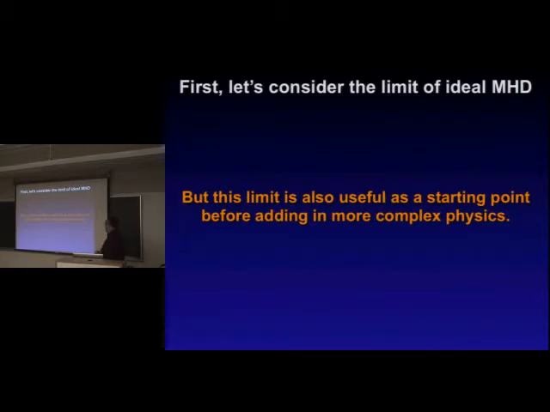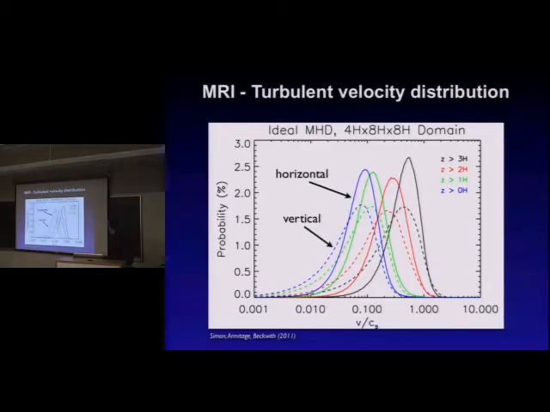Before adding in more complex physics, I'm of the strong belief that you always want to start with as simple as you can before going up in complexity, so that you know what your model is actually doing. And in the ideal MHD limit for this size domain, where h here is just the vertical scale height, you get this distribution of velocities for different depths into the disk.